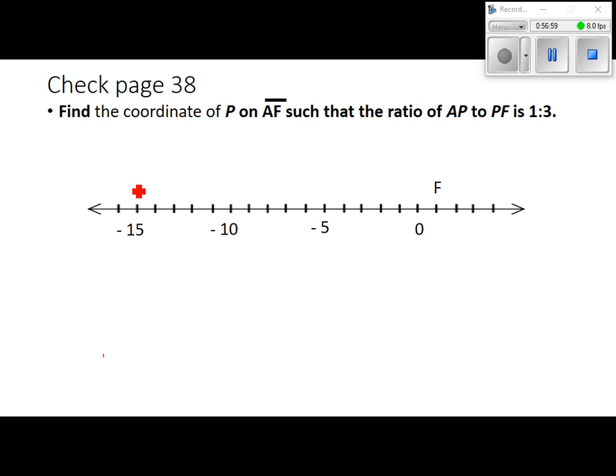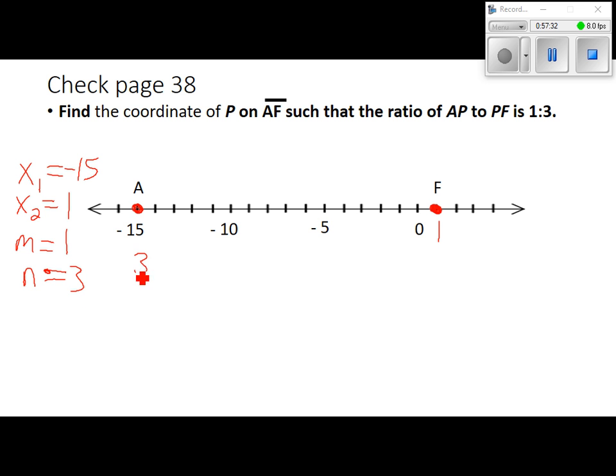So let's try this one. We're starting at negative 15, what's our ending point? 1. So what's x1? Negative 15. What's x2? 1. M this time? 1. N? 3. Take the formula, write it out, and then once I get the formula written out, I'm going to let you do the work.